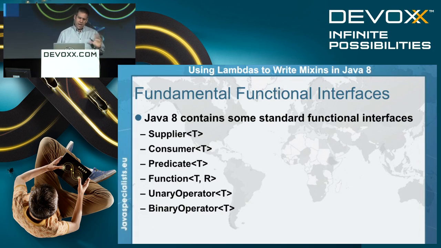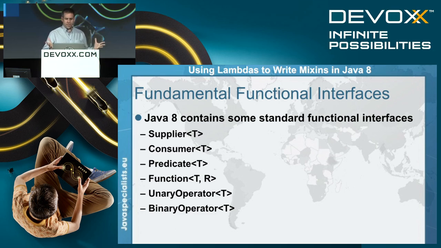There are sort of 5 or 6 very distinct ones, and then there are lots of variations of that. For example, you have an int predicate, or lots of different types: int supplier, long supplier, double supplier. I can't remember what they all are, but for different primitive types, you also have different types of functional interfaces. So Java 8 gives us certain ones.